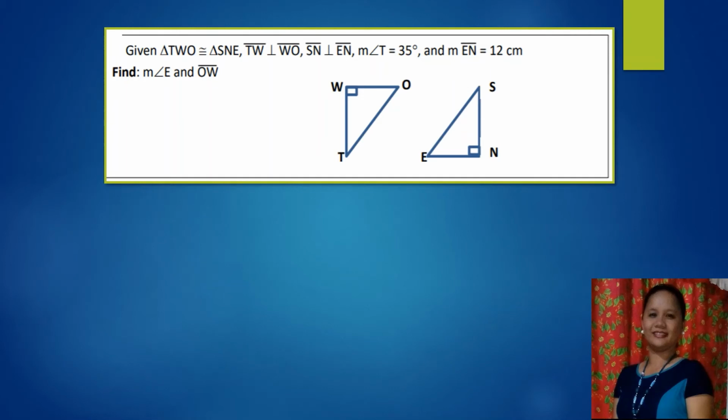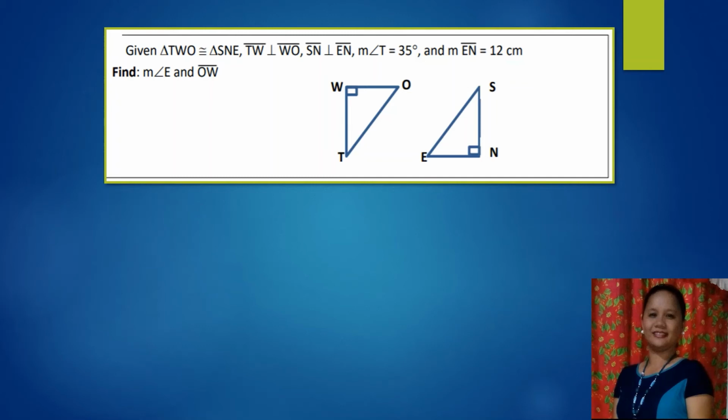This time, we will be solving the unknown parts of the right triangle. We have there given triangle TWO is congruent to triangle SNE. Segment TW is perpendicular to segment WO, and segment SN is also perpendicular to segment EN. Now, this concept gives us an idea that angle W and angle N are both right angles and are congruent. Another given, measure angle T is equal to 35 degrees and the length of segment EN is equal to 12 cm.